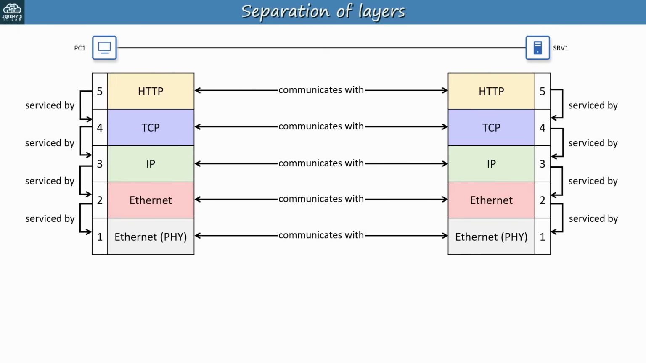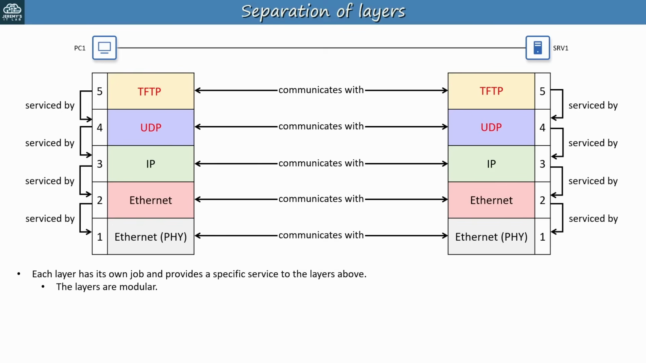Just like in our mail system example, the separation of layers is key to how networks work. Each layer has its own job and provides a specific service to the layers above. Because the layers are modular, we can swap protocols at one layer without changing the others. For example, instead of a web page exchange using HTTP and TCP, maybe it's a file exchange using TFTP, Trivial File Transfer Protocol, over UDP.